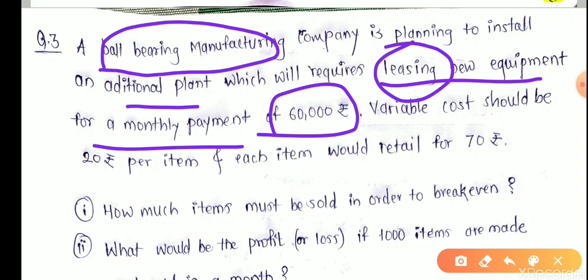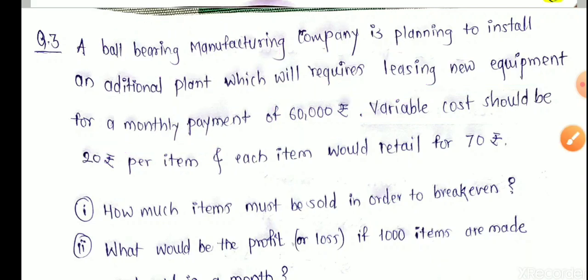It doesn't depend on how many units you have produced, or whether this machine is idle or working fully. The rent doesn't depend on that. Okay, it depends only on time, how long you used or leased it.